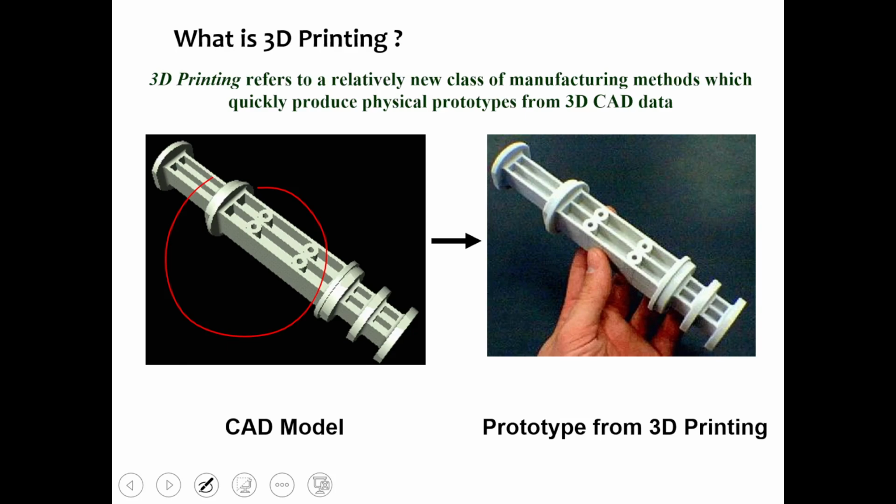3D printing refers to a relatively new class of manufacturing methods which quickly produce a physical prototype from 3D CAD data. Now in China and other countries, they design the home in the CAD tools, send a command to a 3D printer, and fill in the material, and like that a proper home is manufactured with 3D printing.